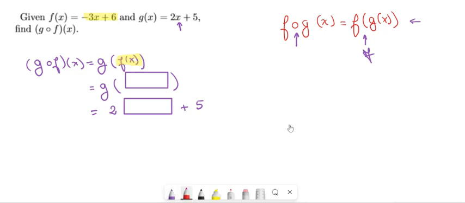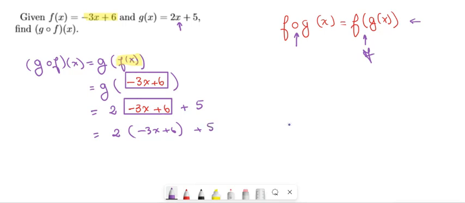So why did I draw a box? Because inside the box, I'm going to put in minus 3x plus 6. So whenever I have a g of a box, or g of minus 3x plus 6, it's going to be 2 times, inside that box, I'm going to write down minus 3x plus 6, and that's going to be my function. So this is going to be 2 parentheses minus 3x plus 6 and plus 5.